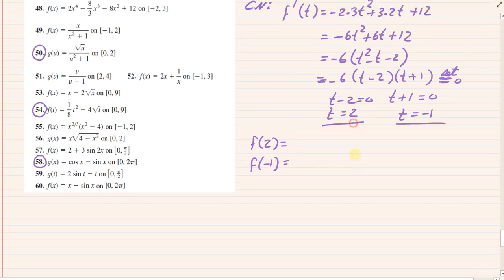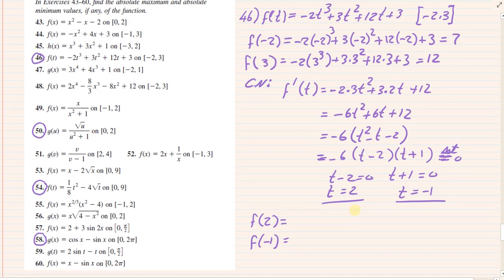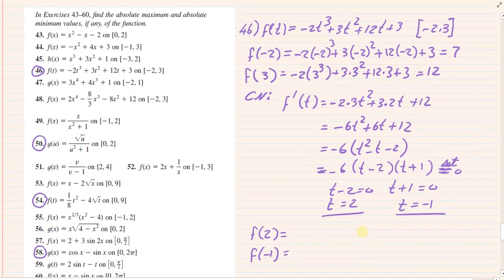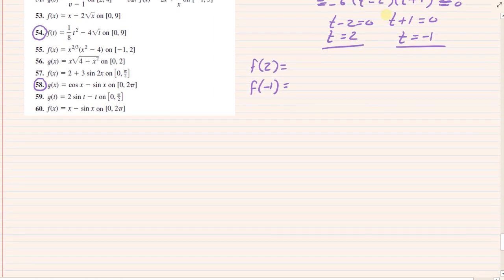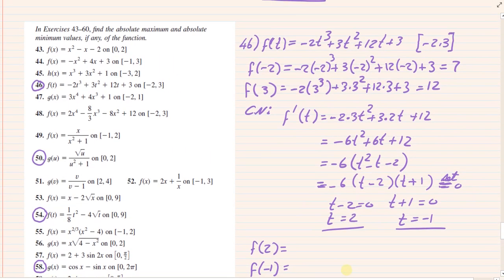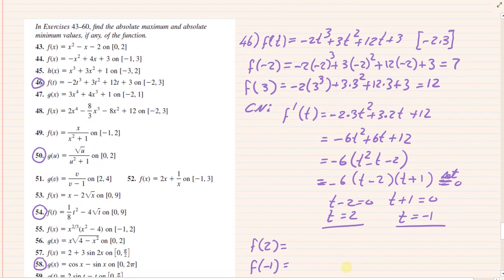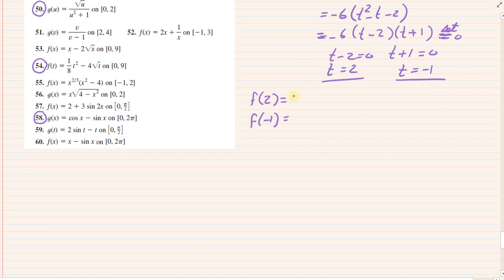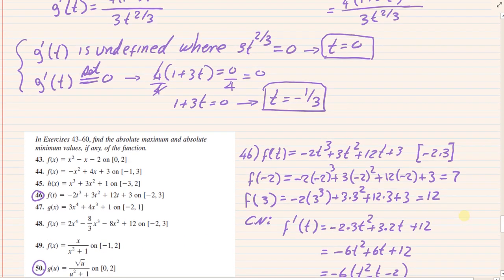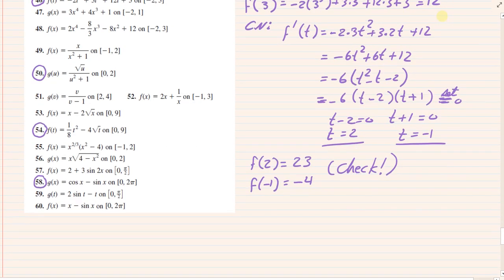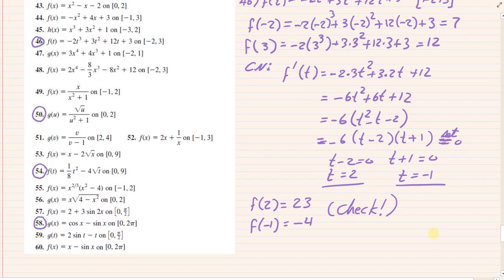So f at 2, that's when you put 2 into the function. I actually have tried this one. I plugged it in my scratch work, and f at 2 ended up being 23. And f at negative 1 ended up being negative 1. So please check these to make sure I did it right. But all you've got to do is plug into this function. Simple arithmetic. Now let's compare them.